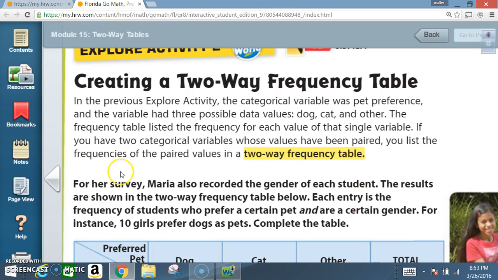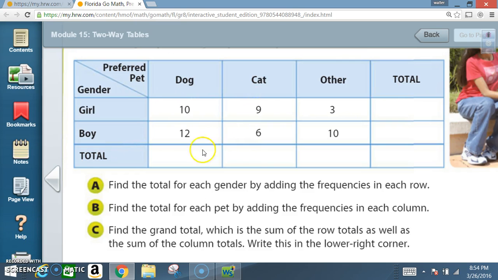Each entry is the frequency of students who prefer a certain pet and are a certain gender. For instance, 10 girls prefer dogs as pets. Complete the table. All right, now notice how the table is laid out. Gender is down here, girl, boy. Preferred pet, dog, cat, and other. So girl for dog is 10, for cat is 9, and for other is 3. Boys, dog is 12, cat is 6, and other is 10.